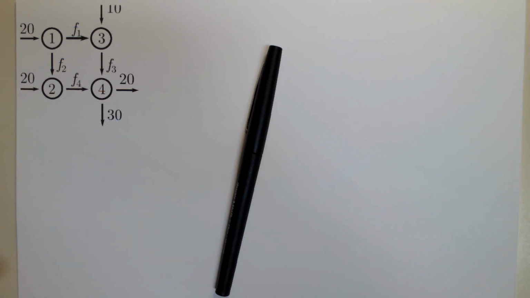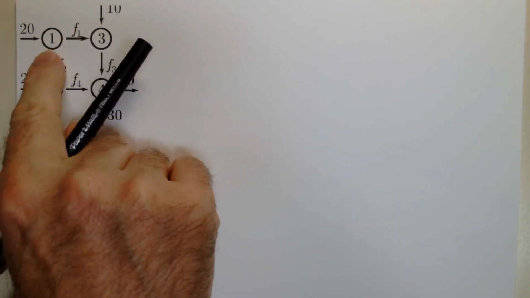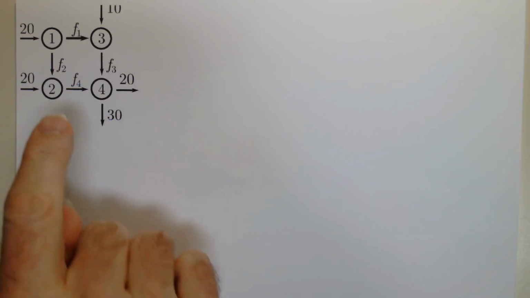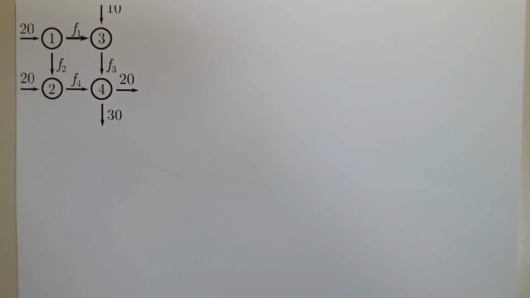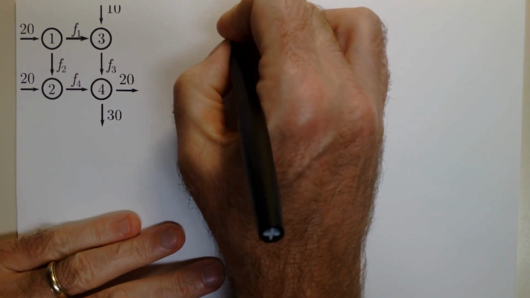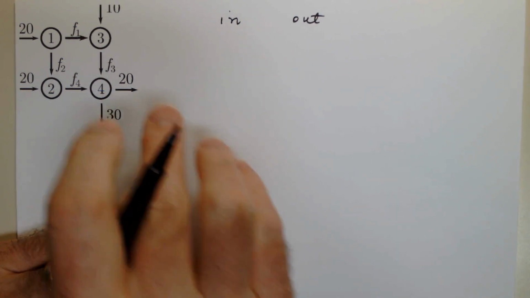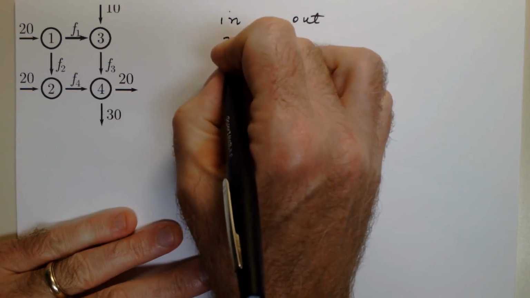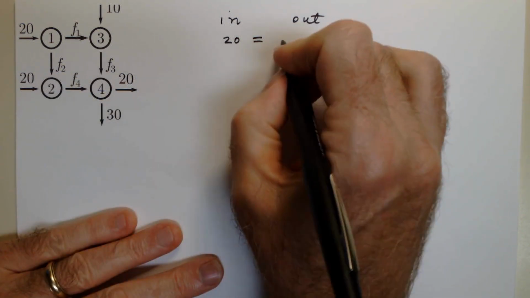Welcome to the document camera. We've got our network pictured here, and all we're going to do is use our conservation principle. At each and every node, we're going to keep track of the inflow and the outflow, and we're going to set those equal to each other. That's going to give us a system of 4 equations in these 4 unknowns. So let's take a look at node 1. I'll keep the inflow on one side and the outflow on the other side, just so we can keep track of things. So in node 1, I've got 20 units in, and that has to be equal to the F1 plus F2 units coming out.